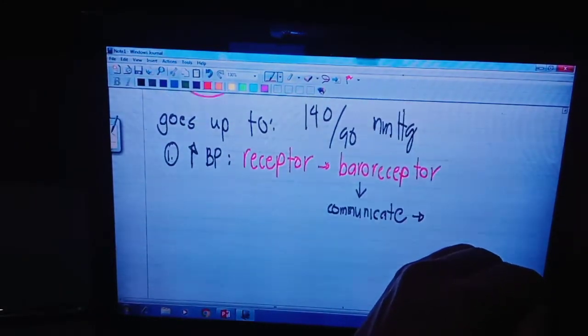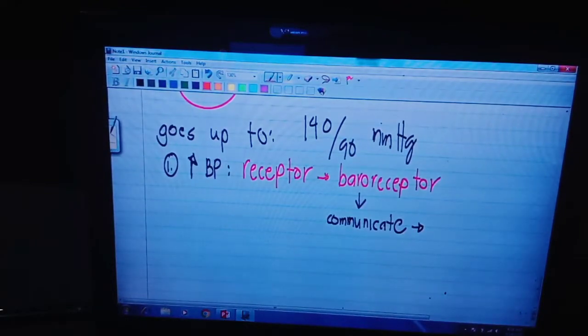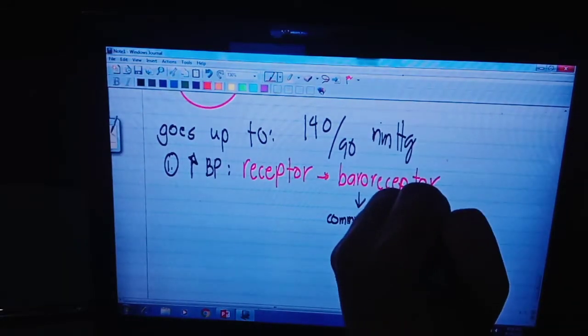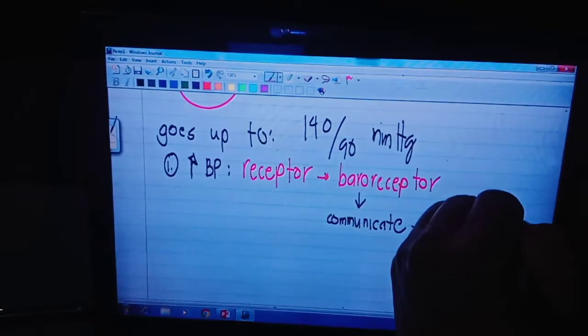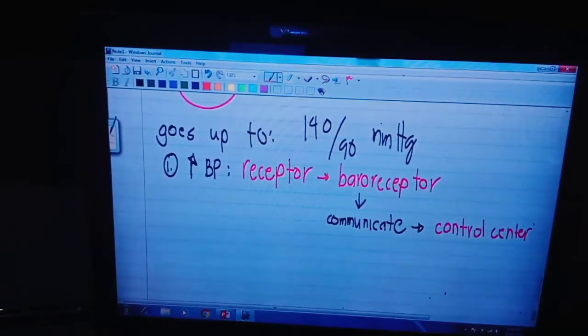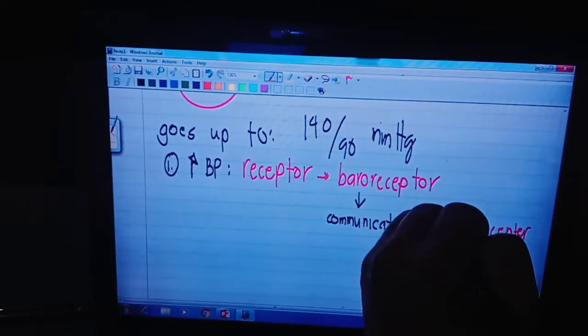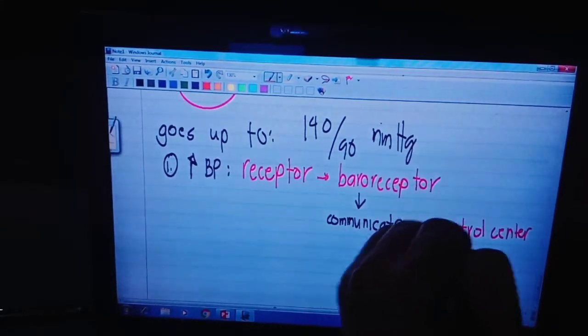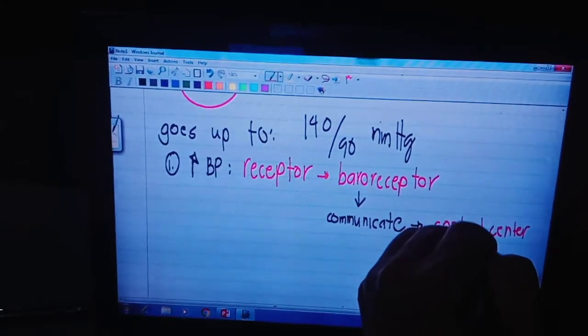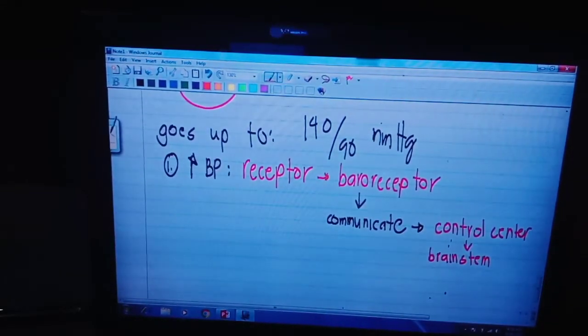Tapos ang diniscuss, nakalimutan agad. Ano to? Short-term memory, te. Okay. Receptor, your baroreceptor, makikipag-communicate siya kanino? Kay control center na may change ng blood pressure. Okay. Sino naman yung control center po natin ng blood pressure natin? Very good. That is a brainstem. Very good, Marjun. Okay, brainstem.